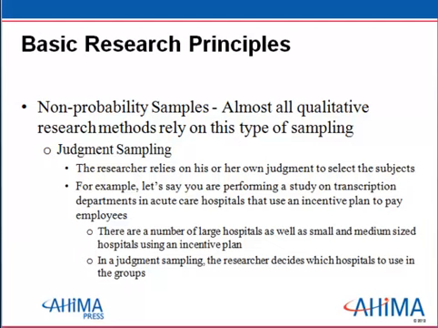Non-probability sampling does not involve a random sampling of the population, but rather it includes judgment sampling. In judgment sampling, the researcher relies on their own judgment to select subjects for the study. For example, in a study on health information departments in acute care hospitals that are using electronic health records, the researcher might use their own judgment to select a specific hospital size for the study from among large, small, and medium-sized hospitals that do use EHRs.